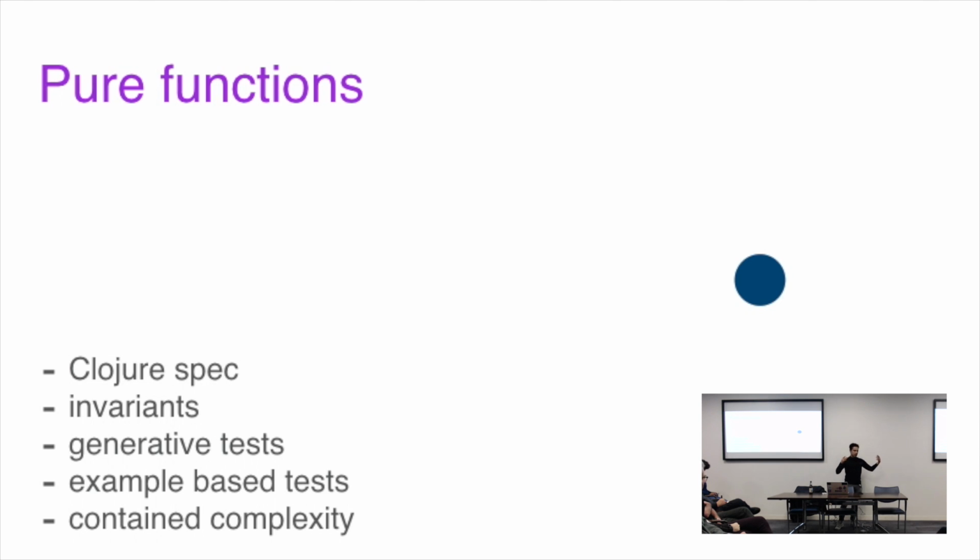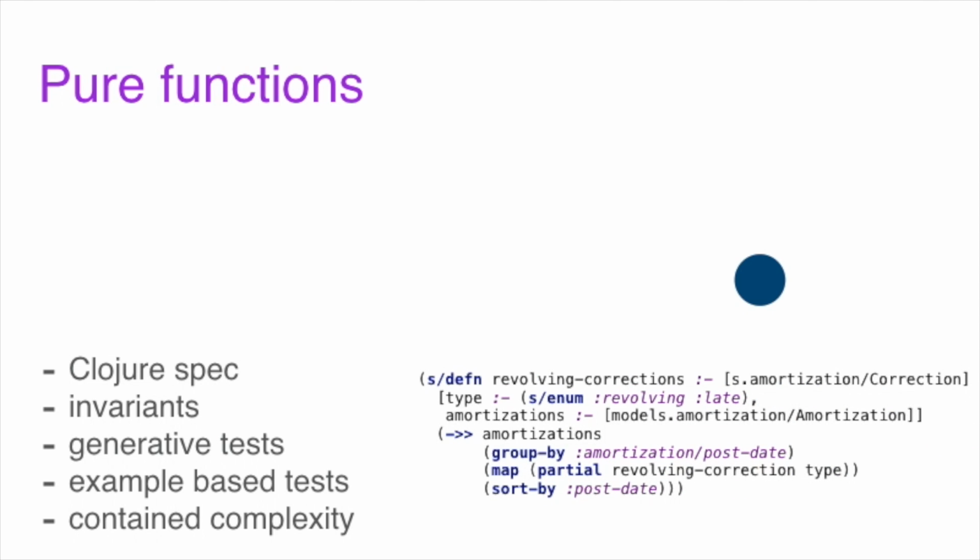So it can be as big as we want it to be, or as small as we want it to be. And testing it will be as hard as we want the function to be complex. So this is an example of one function here using the schema library.